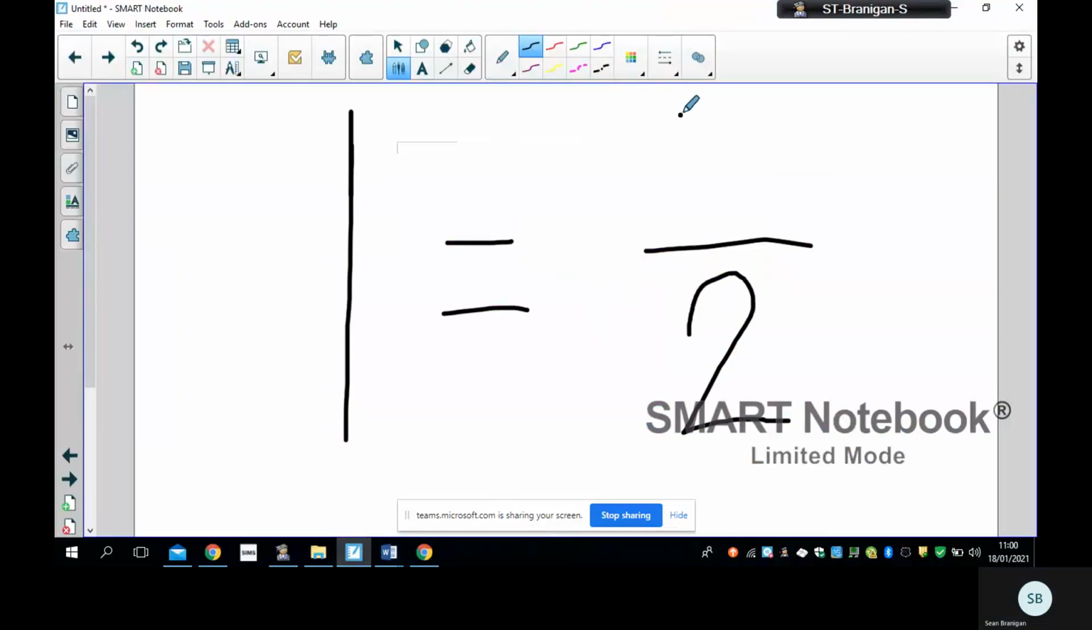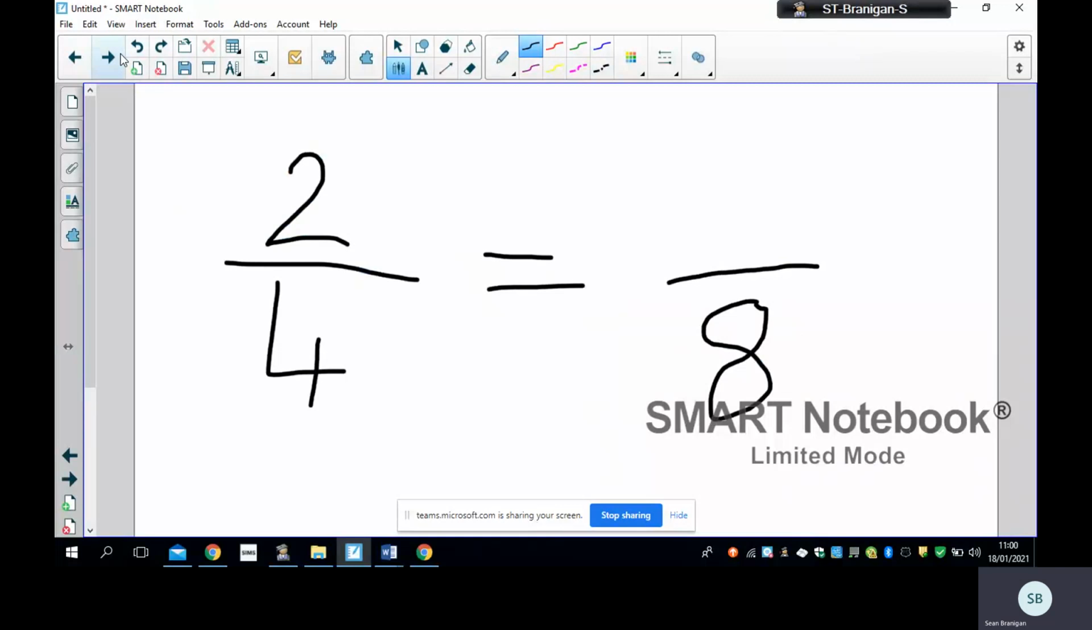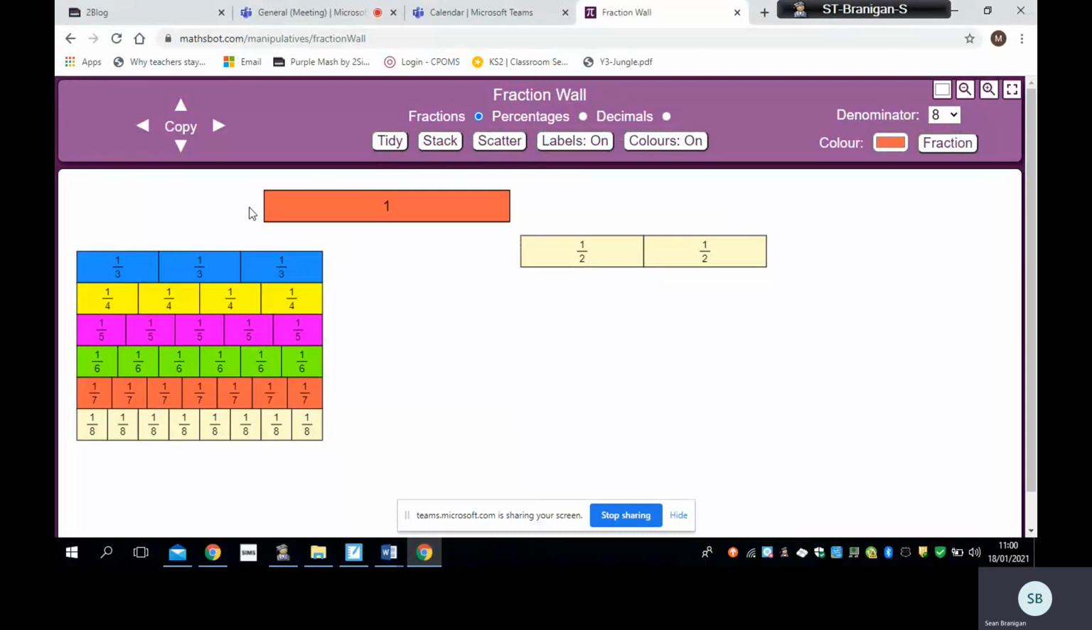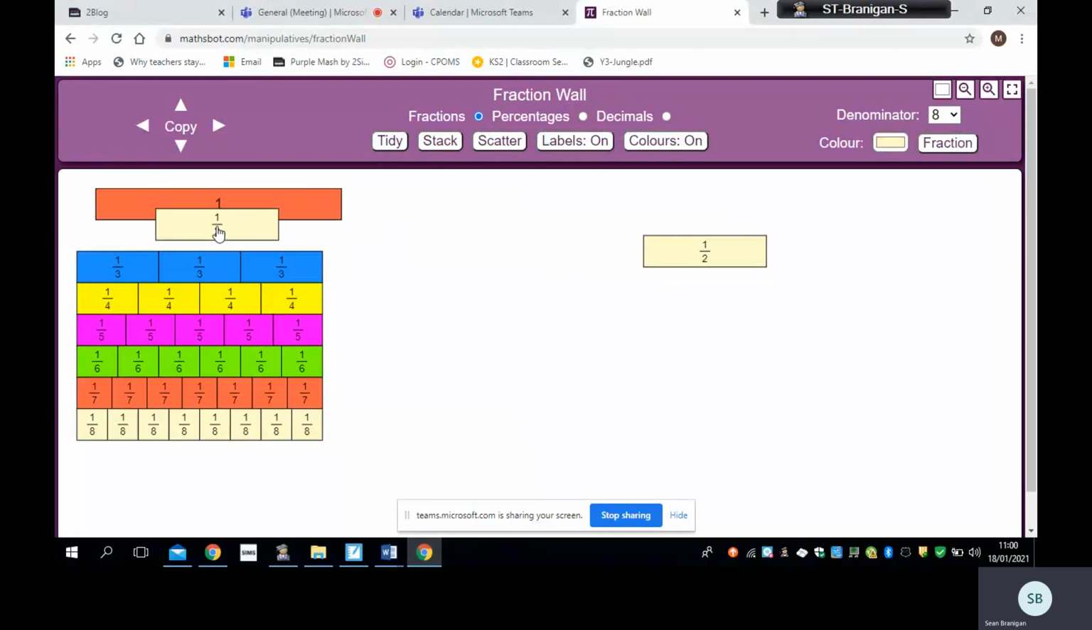I'm happy with that. So one whole is the same as two halves. Let's have a look at another example. 2 quarters is equivalent to how many eighths? Back to my fraction wall, move them out of the way, move them back over there.